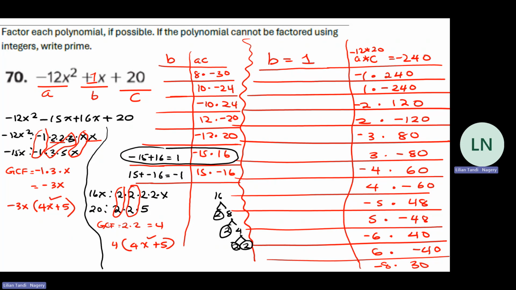My insides are the same, so my answer will be out is negative 3x plus 4. My inside will be 4x plus 5. And I box my answer. Okay.